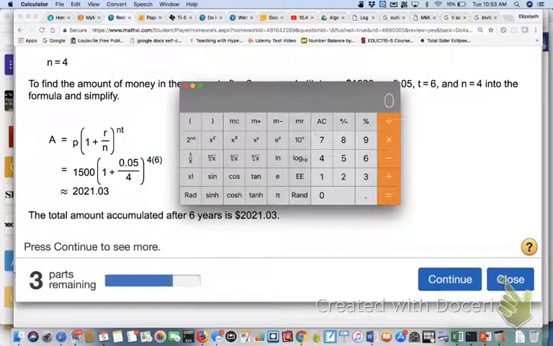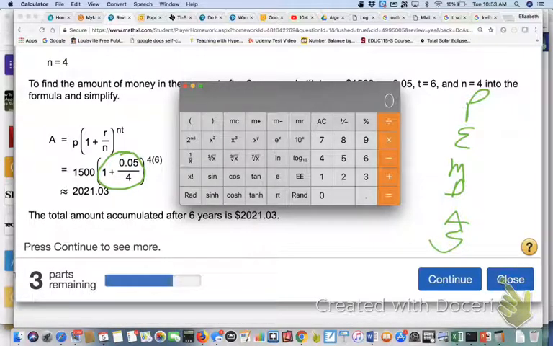So you need to do your order of operations. You remember the good old one from elementary school, Please Excuse My Dear Aunt Sally. So you need to do what's inside of parentheses first. So what's inside of those parentheses right there.